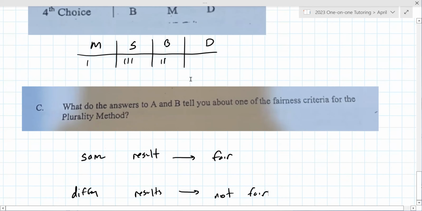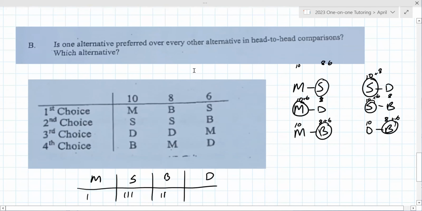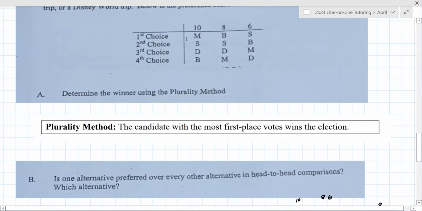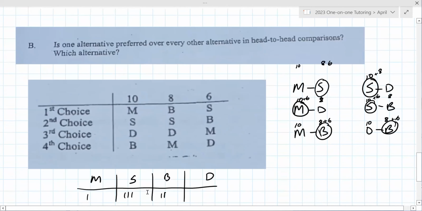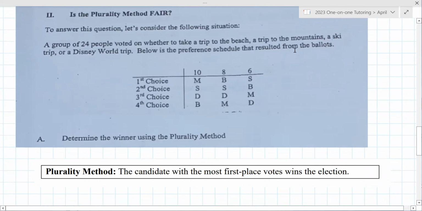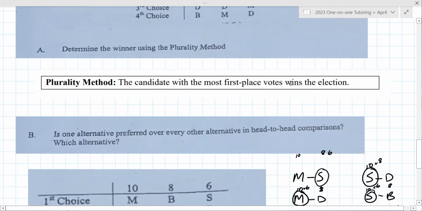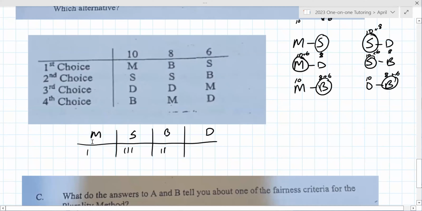In this scenario, part A is just to pick the one that's got the most first place votes. But in part B, we start comparing them head to head and we realize that more people actually want to go skiing. I think skiing was S. Skiing, yeah. And actually less of them wanted to go just to the mountains.